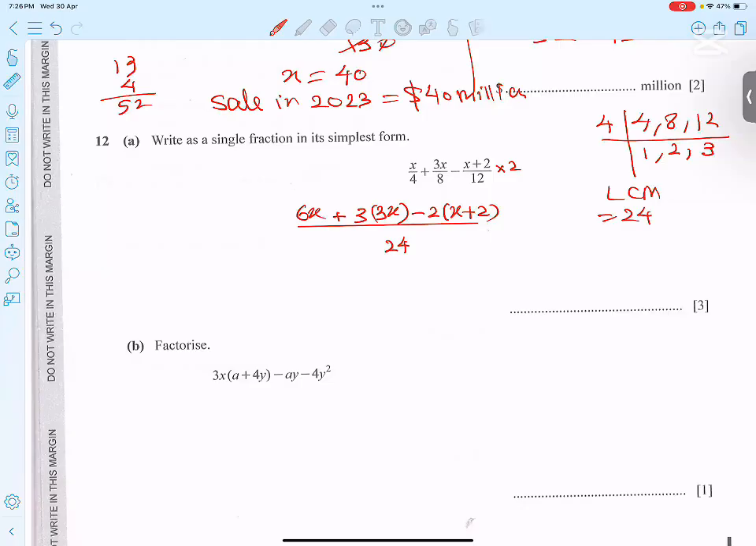And after that, 6x plus 9x, 2x minus 4 over 24. So this is coming 15x out of 15x, 2 got, 13 left. So we got 13x minus 4 over 24, and this is my final answer.